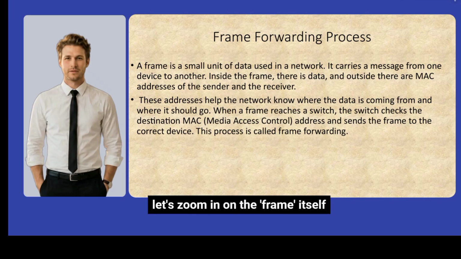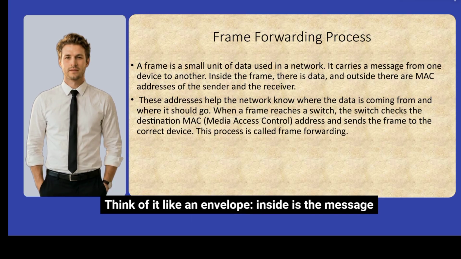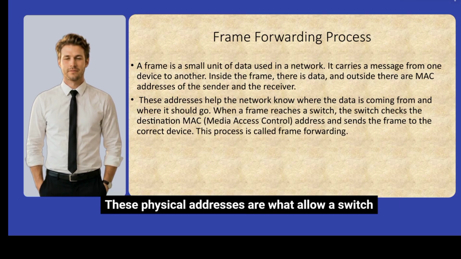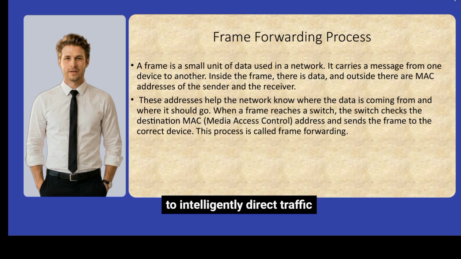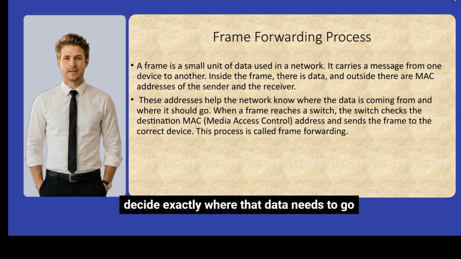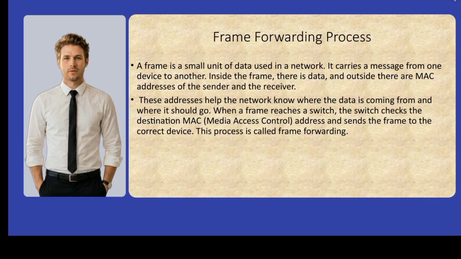Now, let's zoom in on the frame itself. A frame is the basic unit of data for local network communication. Think of it like an envelope. Inside is the message, and on the outside are the MAC addresses for the sender and the receiver. These physical addresses are what allow a switch to intelligently direct traffic. When a frame hits a switch, the switch inspects the destination MAC address to decide exactly where that data needs to go, a process we call frame forwarding.